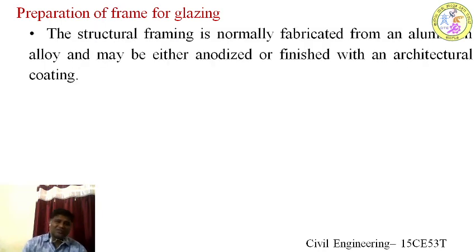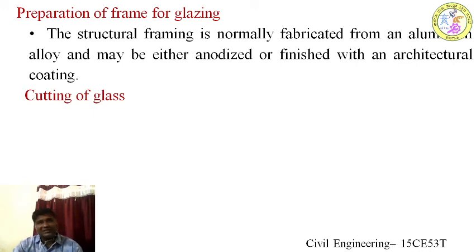For execution of this glazing, first we have to put a structural frame on the outer portion of the building. The structural framing consists of fabricated aluminium alloys or stainless steel alloys, either anodized or unanodized, and these frames are fit to the external area of the building, and it is made exactly vertical.